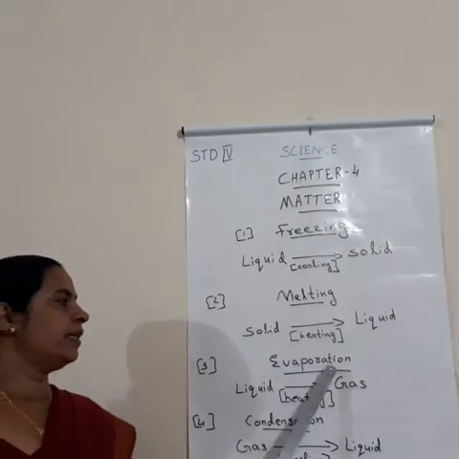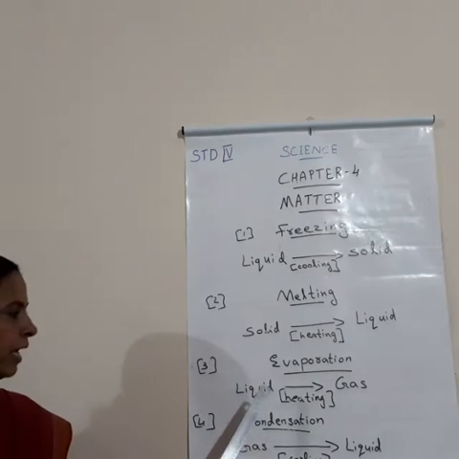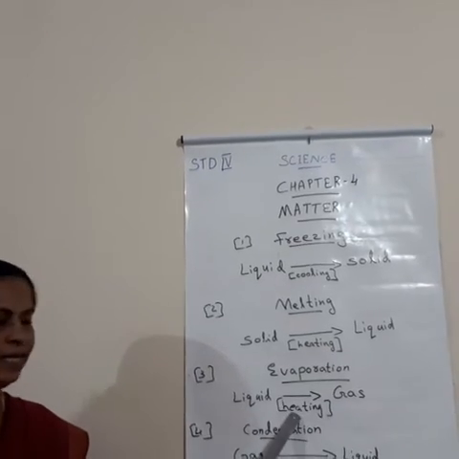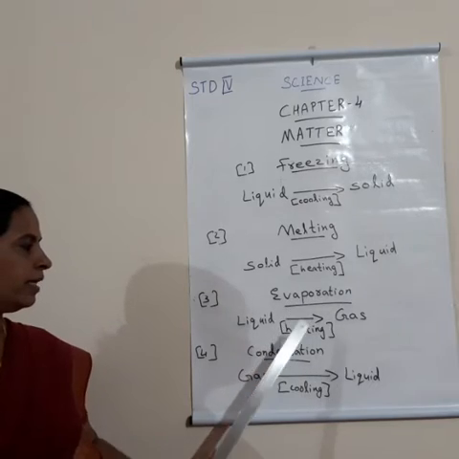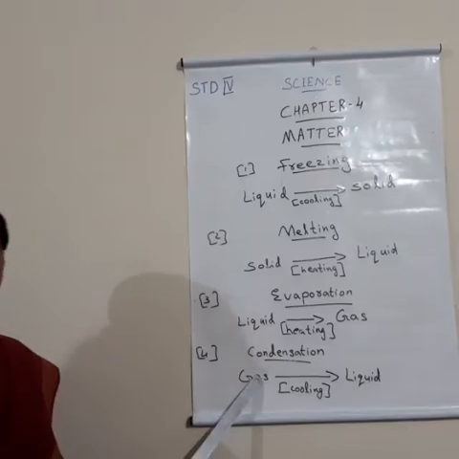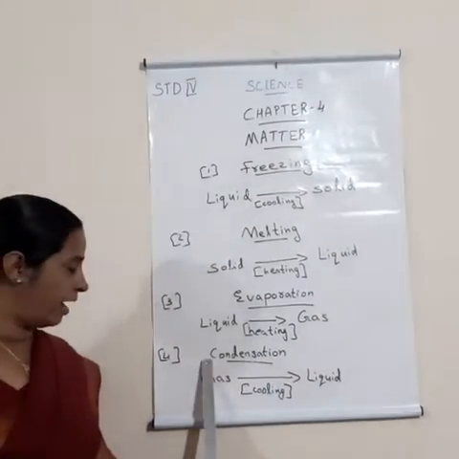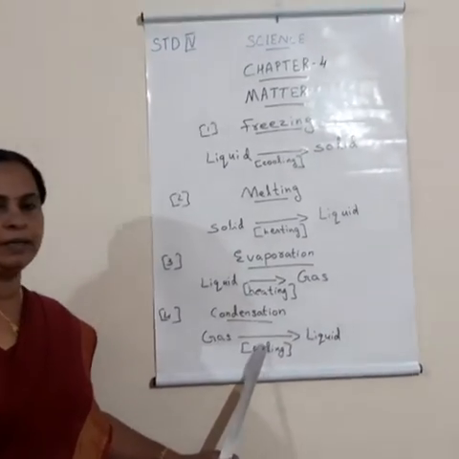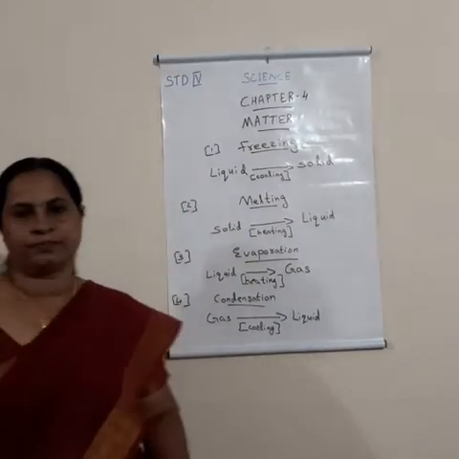Then the next is evaporation. The process by which a liquid changes into a gas on heating is called evaporation. Then the last one is condensation. The process by which a gas changes into a liquid on cooling is called condensation. Okay.